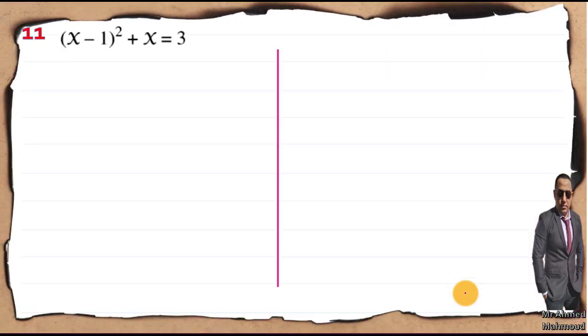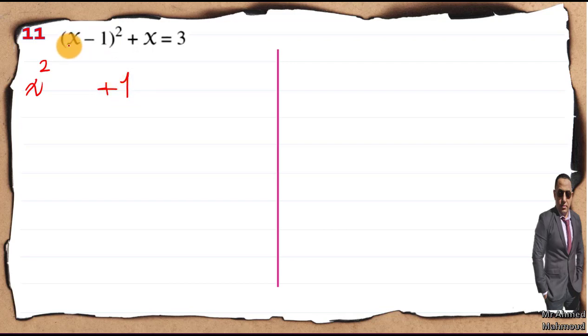number 11. Here I have x power 2, minus 1, plus x equals 3. Here I don't have a number that has a square root to factorize, so I have to expand the bracket. Expanding this bracket, remember with me, (x minus 1) all power of 2. First power of 2 equals x power of 2. Second power of 2, negative 1 power of 2 equals positive 1.